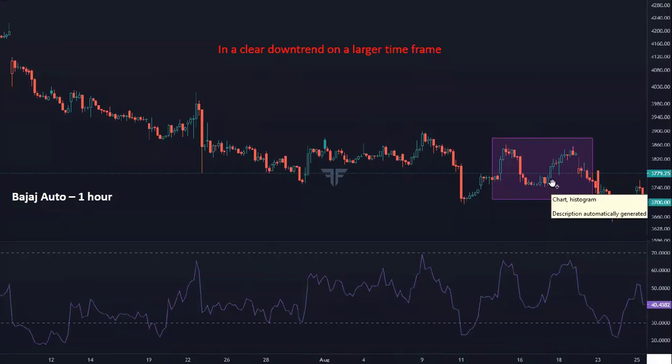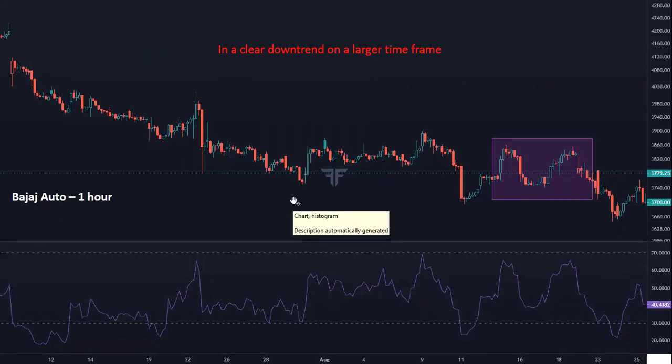So if you look on the hourly chart, you'll see that the stock is in a clear downtrend and you are initiating a sell on the 30-minute time frame. So what you're doing is that you're taking a trade in the direction of the larger trend, which is down. Such trades are more reliable than trying to fight the trend.